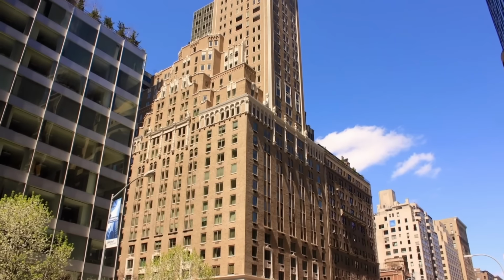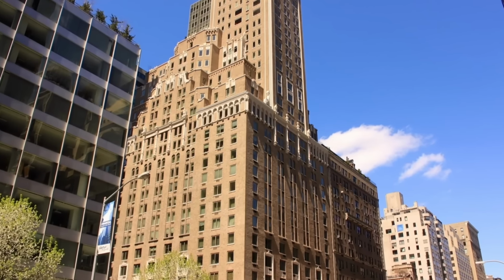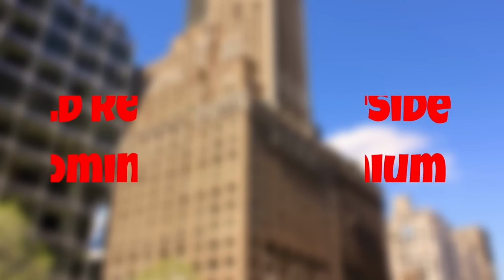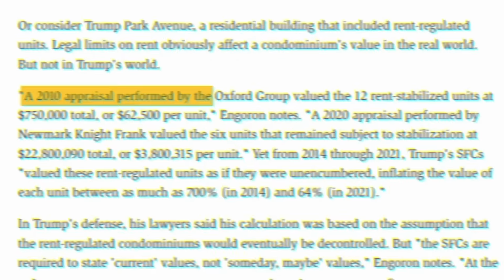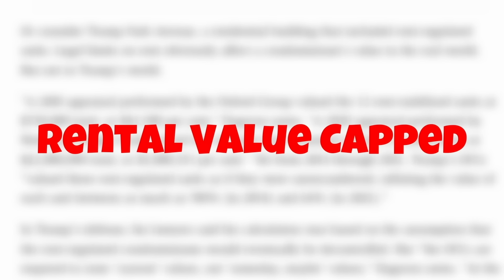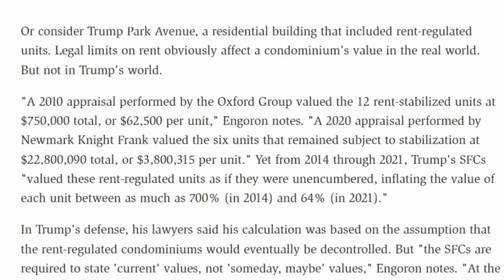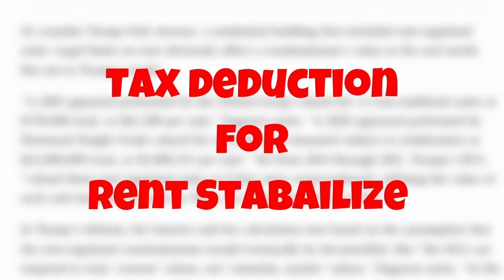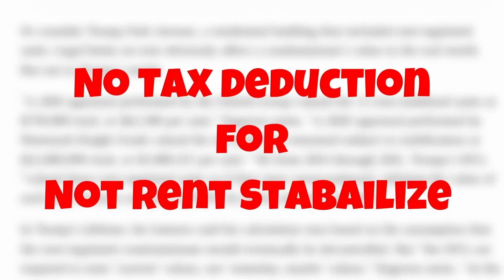The judge then looked at Trump Park Avenue, where the valuation of unsold residential condominium units at Trump Plaza seemed to be overvalued by a huge amount. Now, the Oxford Group valued 12 rent-stabilized units at $750,000 in 2010. That's because the rental value was capped by New York state law. You could only rent those properties at a particular rate. The reason for this is that you get a tax deduction for apartments that are rent stabilized, but you don't get that same tax deduction for apartments that are not rent stabilized.